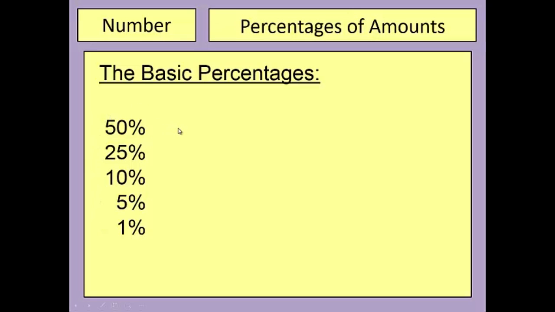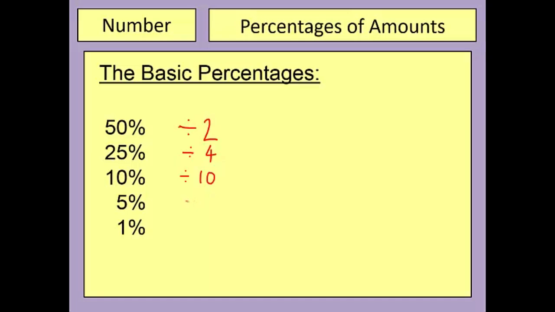So, first of all, 50%. In order to find 50%, you simply divide the number by 2, because 50% is the same as a half. For 25%, you divide by 4, because 25% is the same as a quarter. For 10%, you divide your number by 10.